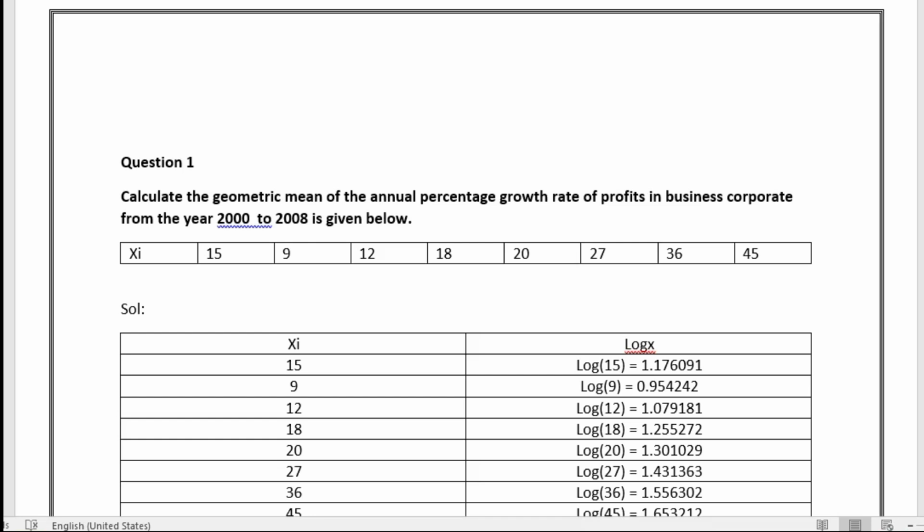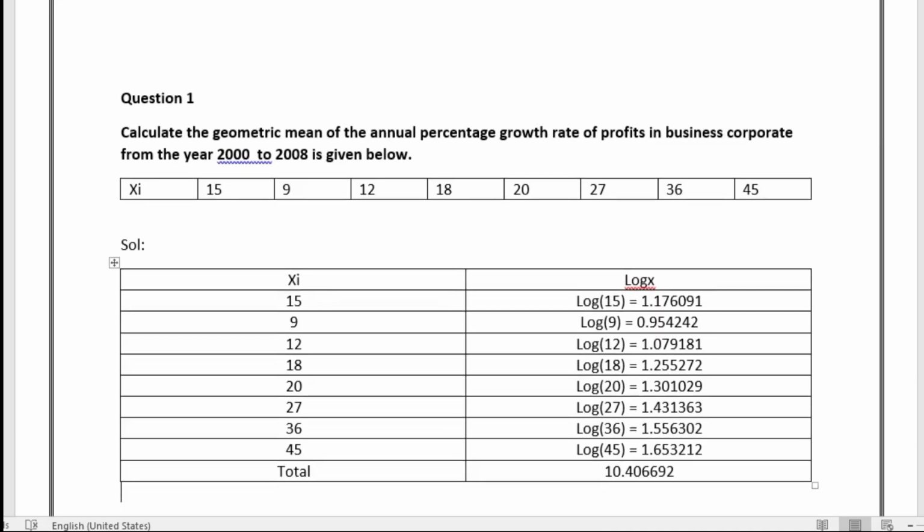Next 18, log of 18 is equal to 1.255272. Next 20, log of 20 is equal to 1.301029. Next 27, so log of 27 is equal to 1.431363. Next term, that is 36, log of 36 is equal to 1.556302. Next 45, log of 45 is equal to 1.653212.